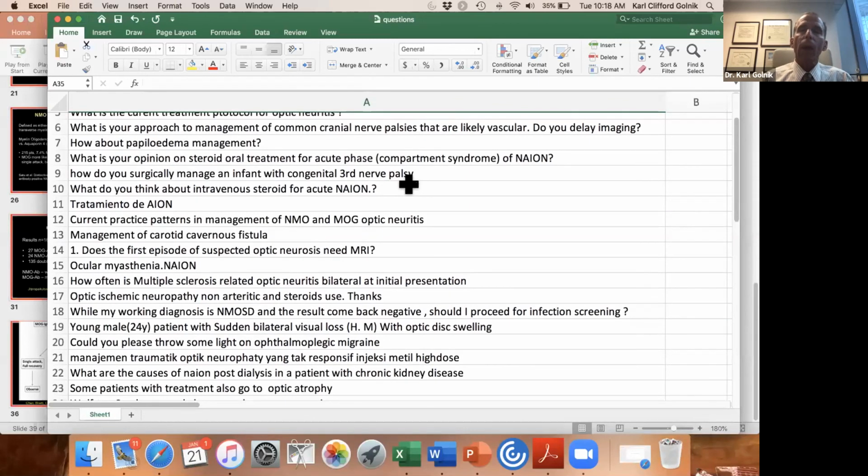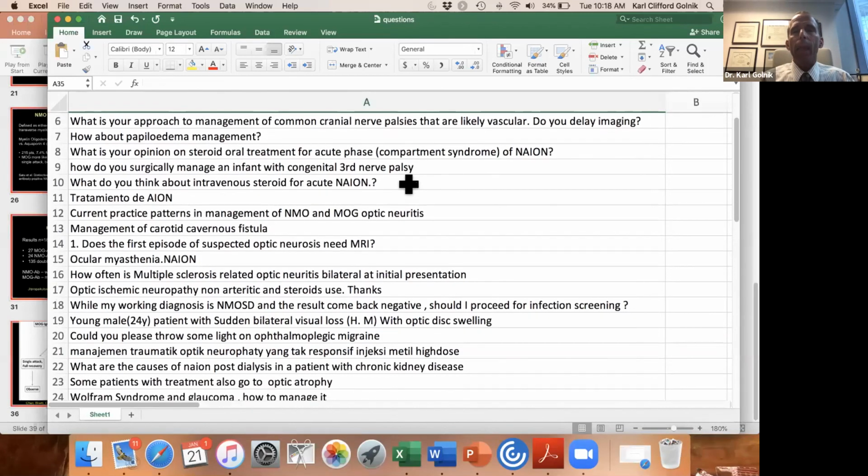Approach to management of common cranial palsies that are likely vascular. This is somewhat controversial. I would say this: in fourth and sixth nerve palsies that I think are microvascular, and that takes some experience, I usually don't image them if they are isolated fourth or isolated sixth nerve palsies, age of patient over 50. Age less than 50, they get imaged. If it's a third nerve palsy, my teaching is image all third nerve palsies, MRI, MRA, or CTA, look at the blood vessels, rule out an aneurysm.